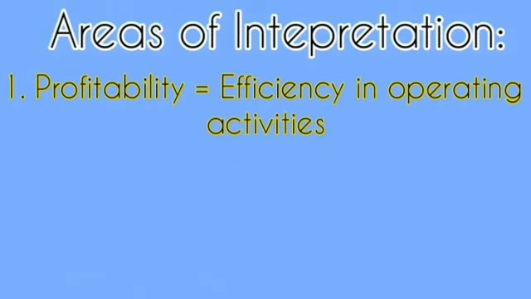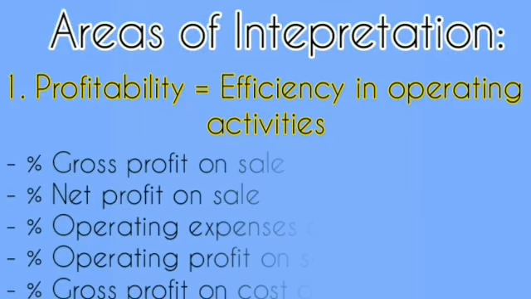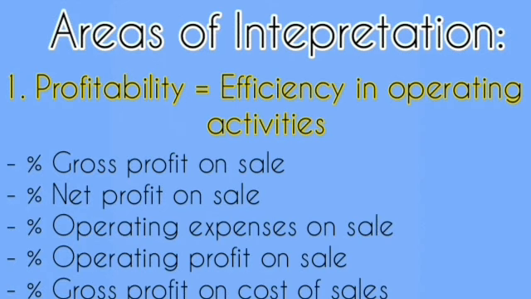So for example, starting with your profitability, you need to know what profitability is. When you're commenting on or interpreting the profitability of a company, you are interpreting the efficiency in their operating activities. Operating activities, I mean their day-to-day, whatever their business is. If it is selling IT goods, then that's what you are calling your operating activities. How efficient are they? Are they able to make profit from that activity?